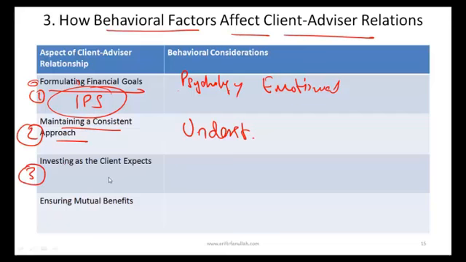Next point is investing as the client expects. Now, obviously, in almost any discipline, there is this concept of expectations management. So you want to understand what your client expects, and you also want to have a situation where what you are delivering meets the client's expectations. If you understand the client's psychology, then it is easier to understand what he expects, and it is also easier to deliver what he expects.